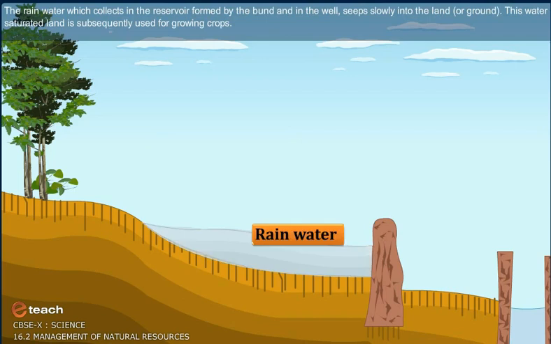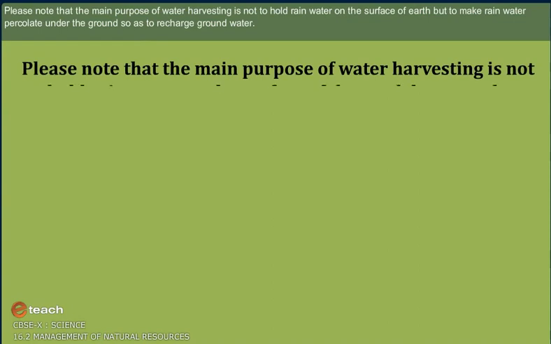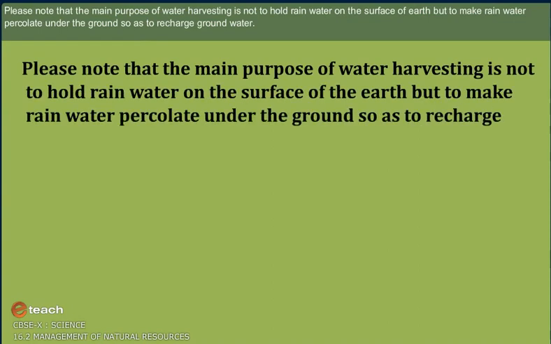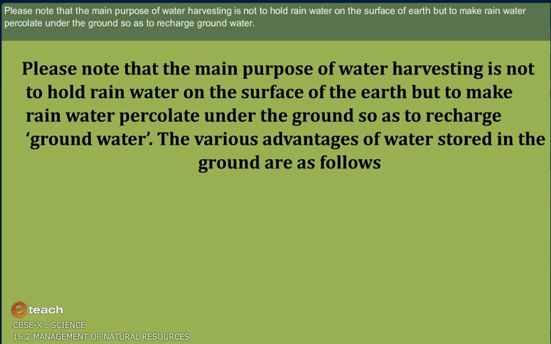The rainwater, which collects in the reservoir formed by the bund and in the well, seeps slowly into the land or ground. This water-saturated land is subsequently used for growing the crops. Please note that the main purpose of water harvesting is not to hold rainwater on the surface of the earth, but to make rainwater percolate under the ground so as to recharge groundwater.